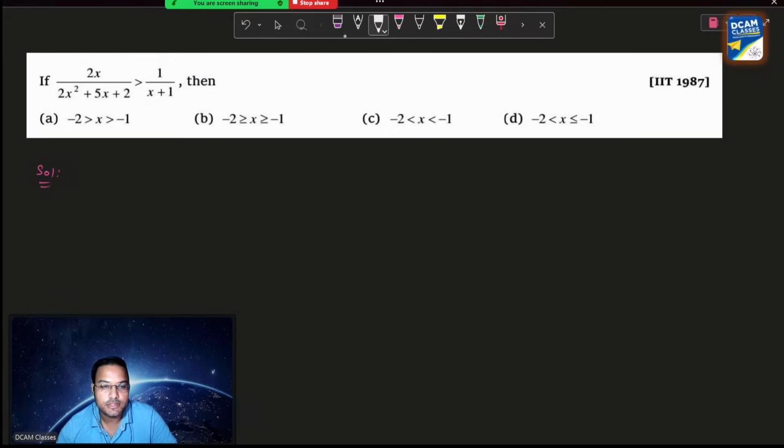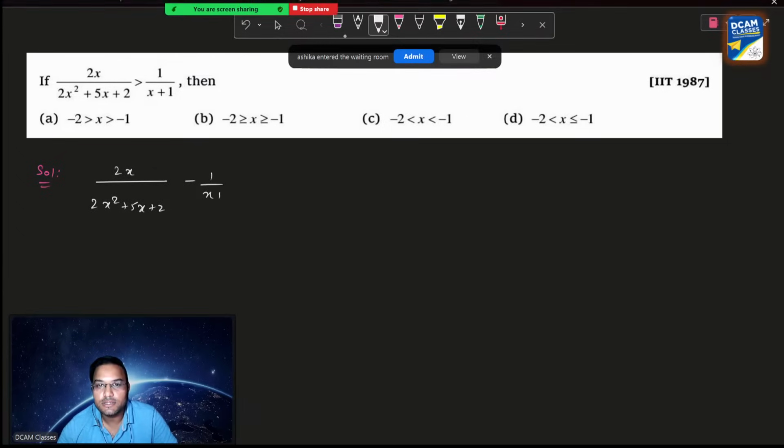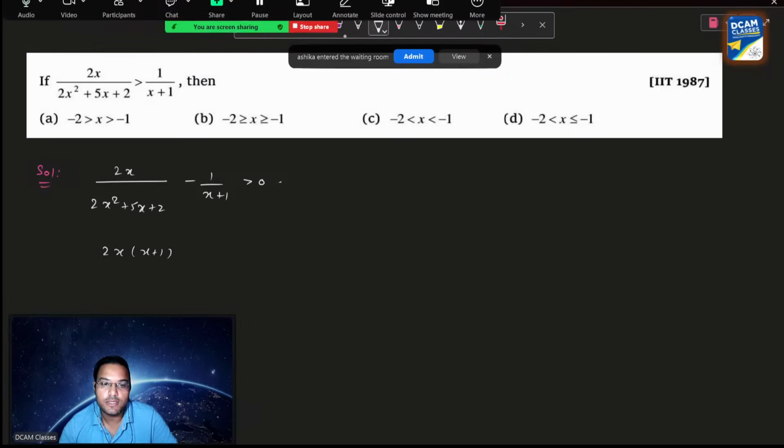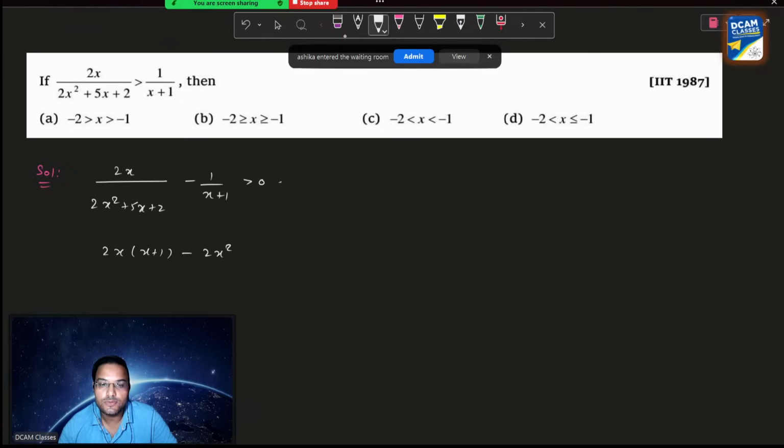See, what is this question? 2x by (2x^2 plus 5x plus 2). I have told in the inequality classes, do not multiply by x plus 1 like that. Take this to this side, greater than 0. Now (2x into (x plus 1) minus (2x^2 plus 5x plus 2)) divided by (x plus 1) into (2x^2 plus 5x plus 2) greater than 0.